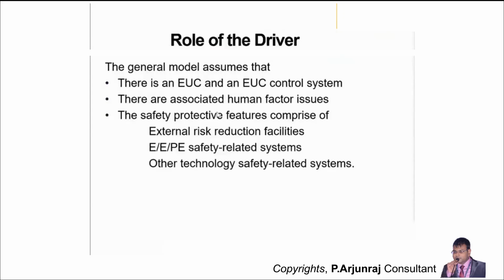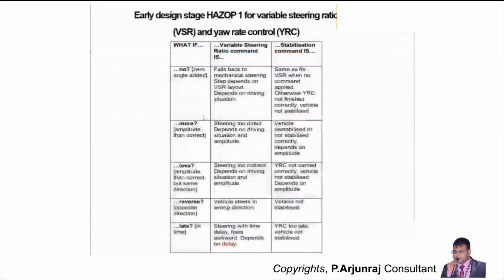Yesterday we saw two variables. One is variable steering ratio, and the other is YRC, which is nothing but yaw rate control. When I say variable steering ratio, it varies the ratio between the hand steering wheel and the road wheel, and also helps the vehicle during stabilization.